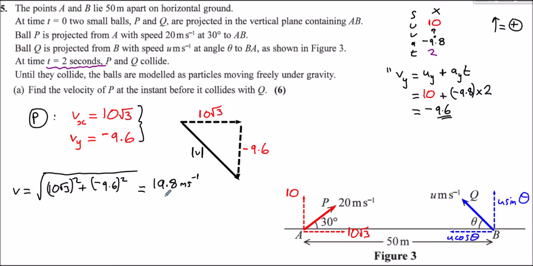However, because it's saying to find the velocity, we also really need to find its direction too. This is the speed. Velocity is a vector, so I need to find the direction. So I can find this angle. So its velocity is 19.8 meters per second, and it's at an angle of theta. That's going to be tan inverse, 10 minus 1. If I just think of the pure size of the side, that's going to be 9.6 over 10 root 3.